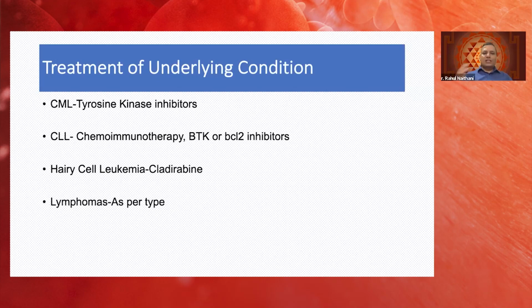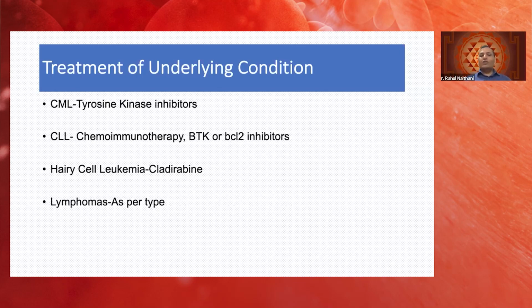So when we talk about massive splenomegaly, as we read the 10 common causes, chronic myeloid leukemia, in today's time, is a curative condition. People have a normal life as any other person without CML. So imatinib, dasatinib, nilotinib, bosutinib, whatever one may want to offer. Chronic lymphocytic leukemia, depending upon the genetics, you treat with chemoimmunotherapies, BTK inhibitors like ibrutinib, acalabrutinib, or BCL2 inhibitors like venetoclax. Hairy cell leukemia, cladribine still remains the treatment of choice. Lymphomas, depending upon whether it is DLBCL, follicular lymphoma, or Hodgkin's lymphoma, you treat with chemotherapy as per the type of lymphoma.